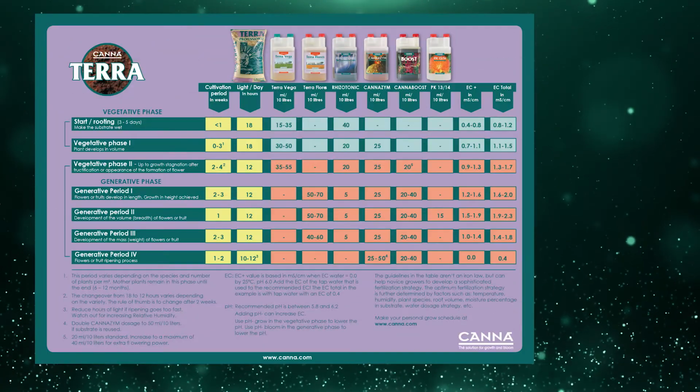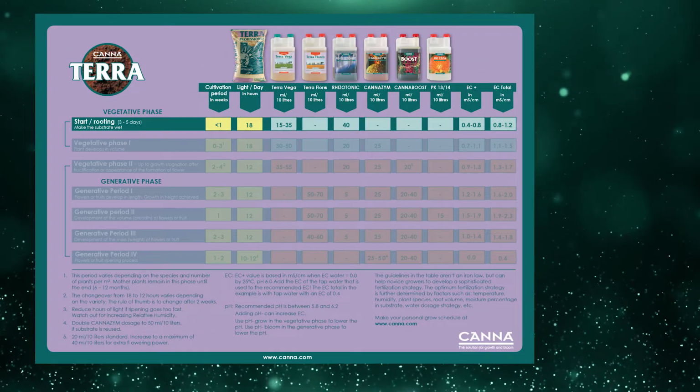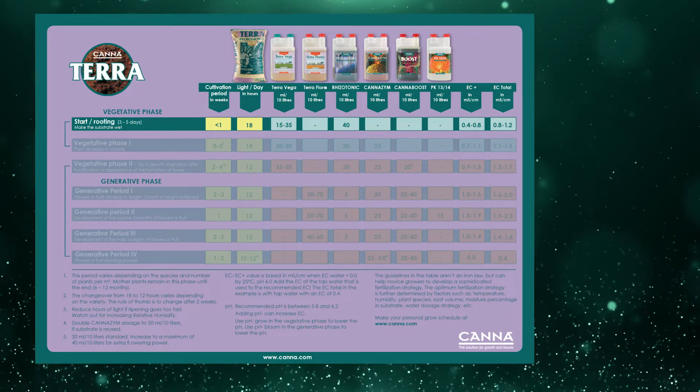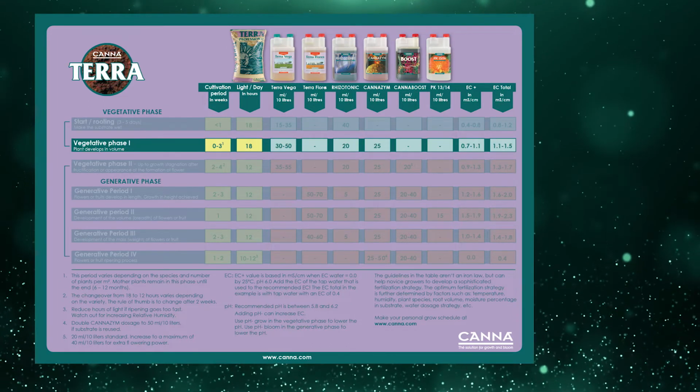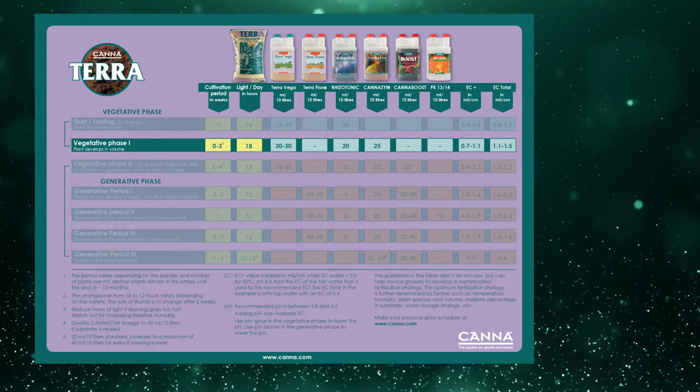The first line on the grow schedule is actually not a growing phase, but it's rewetting the substrate. Sometimes you have to rewet your substrate because you have to clean it, or you have to buffer it, or sometimes you just want to add a root stimulation in it to make sure that the start of your grow goes very smooth.